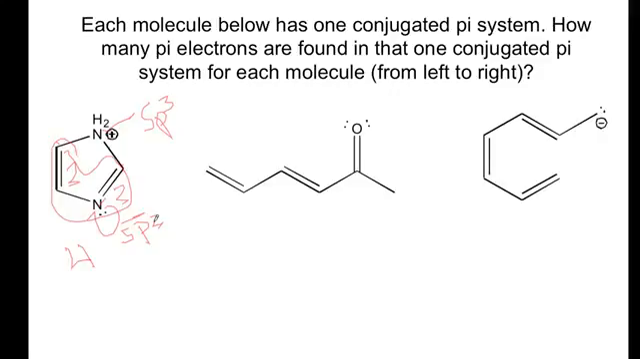The next structure is not even cyclic, but it does have an extended conjugated system. Here we have sp2, sp2, sp2, sp2, sp2, all the way up to the oxygen sp2. And we have a total of 2, 4, 6 pi electrons.